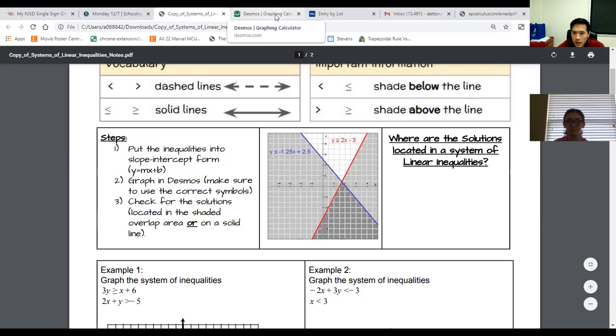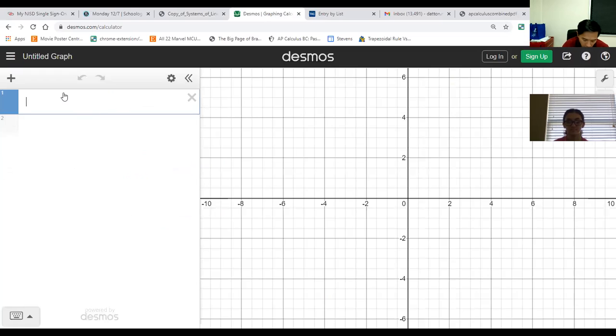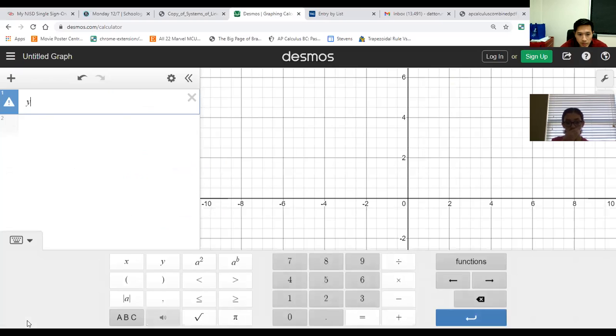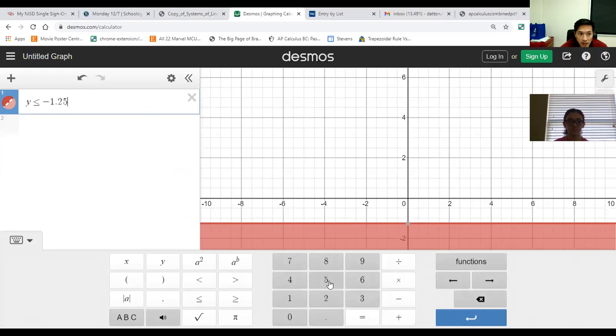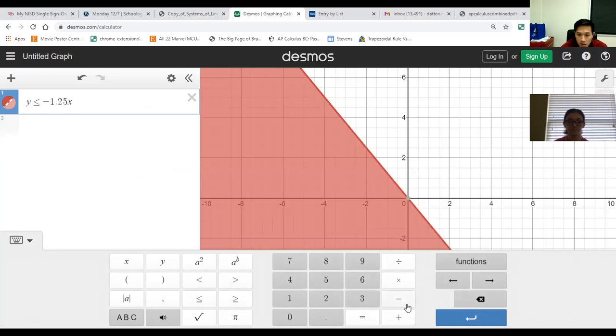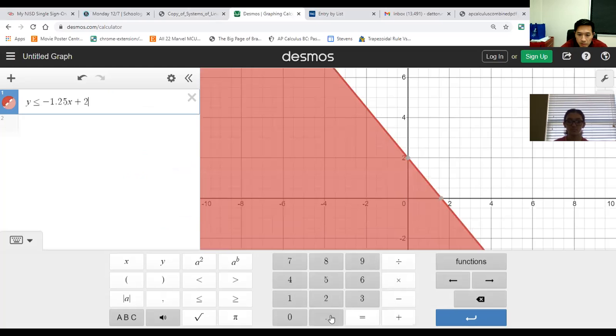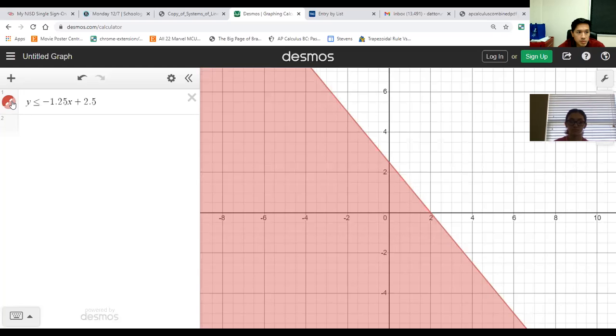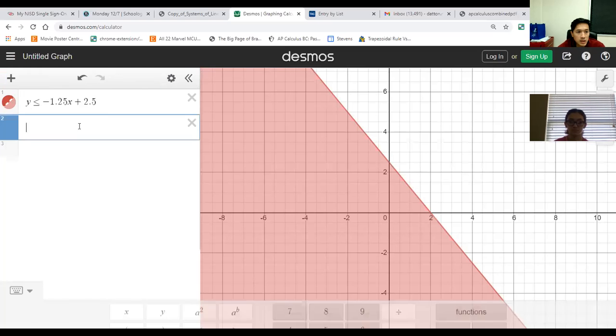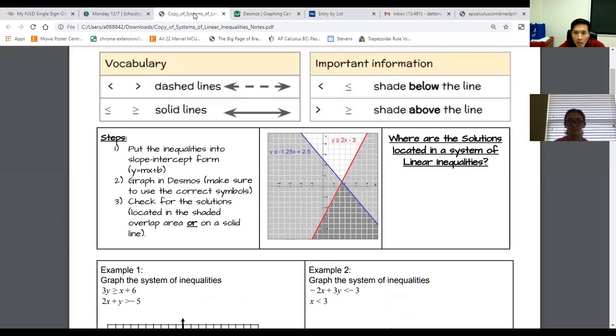So let's actually take a look at it on Desmos. Now, when you have this open on Desmos, if the keypad is not open, just press the keypad, and here we go. y is less than or equal to negative 1.25x plus 2.5. So that's my graph. I can change the color of this. And then the second graph is y is greater than negative 2x minus 3.